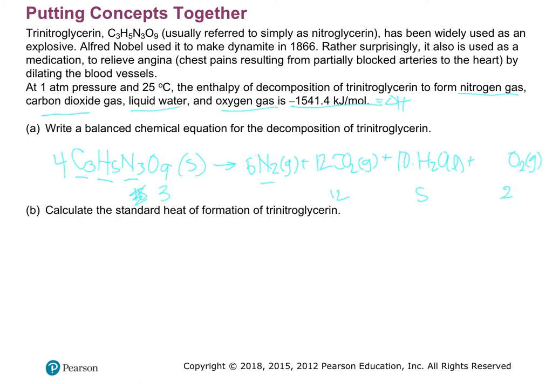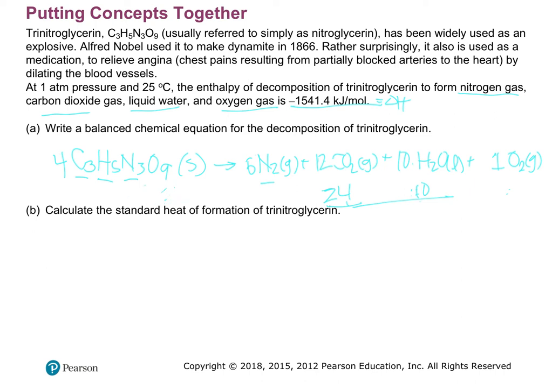So now I have 36 oxygens, 24, 10. I'm going to erase. And we'll figure out how many we need here. 24, 10. So now I have 34, 36. So I just need 1 here. And there we go. Now we're balanced. So that's fun. We'll erase this.